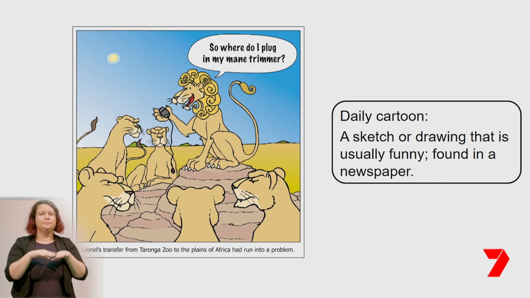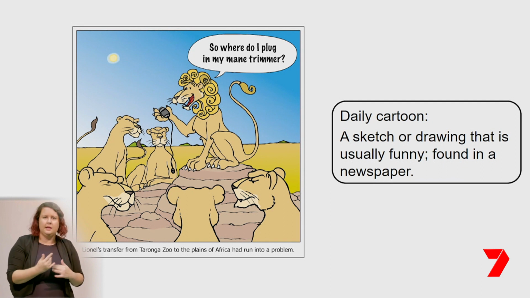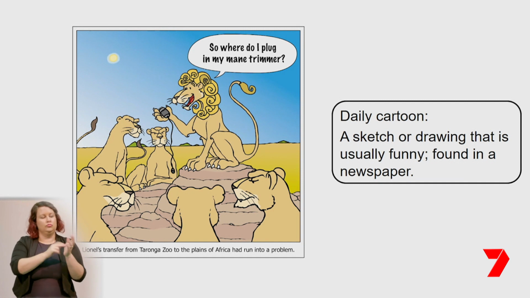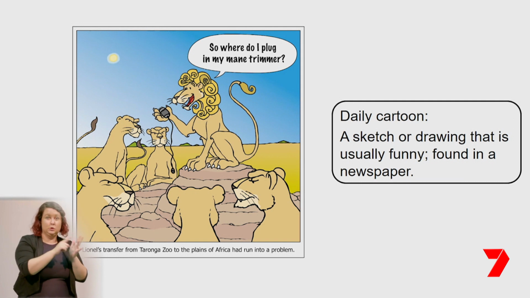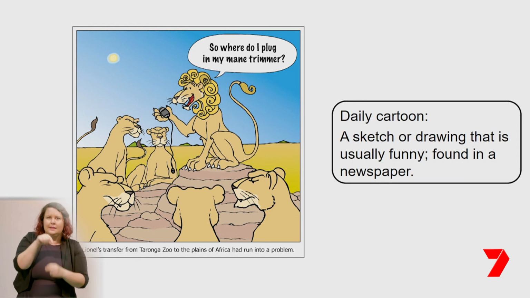You can see that in this daily cartoon we have a picture of a lion who looks a bit fancy and well groomed, sitting on a rock and holding a set of clippers or a trimmer. He is surrounded by a pride and is asking them where he can plug in his trimmer. The caption under the cartoon reads, "Lionel's transfer from Taronga Zoo to the plains of Africa had run into a problem." What language, visual and audio features are used in this cartoon?